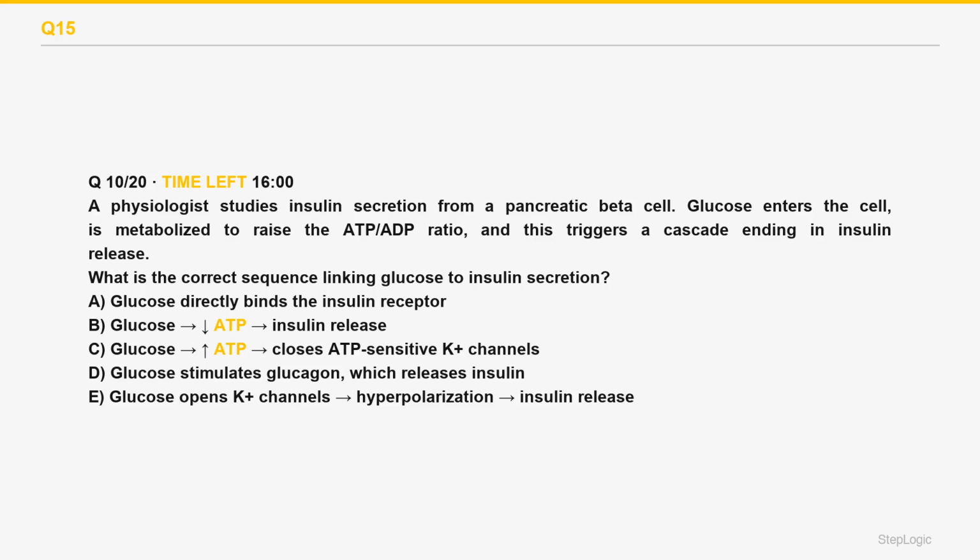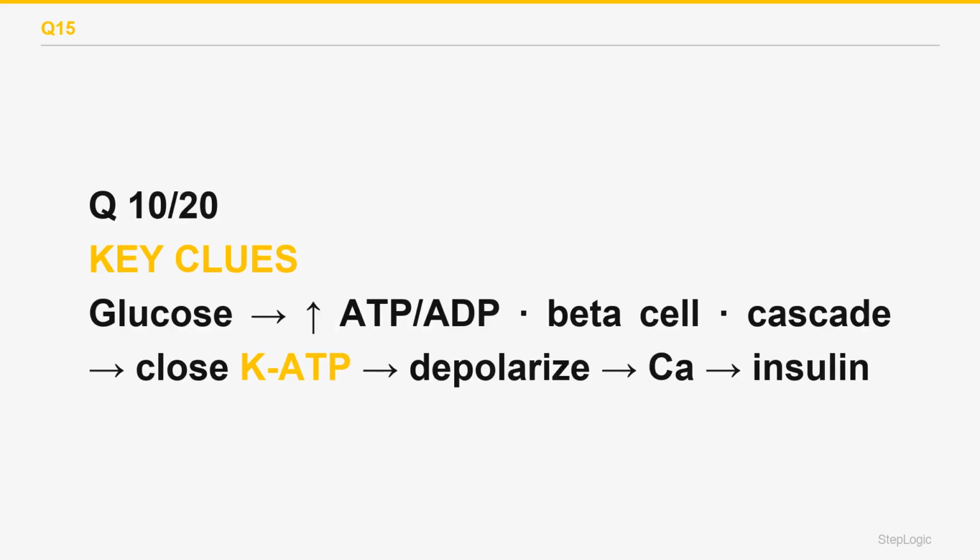Glucose, ATP, K-ATP channels, calcium influx, insulin release. The beta cell couples glucose sensing to insulin release through a precise sequence. Glucose enters via GLUT2 and is metabolized, raising the ATP-to-ADP ratio. The increased ATP closes the ATP-sensitive potassium channels, K-ATP channels. With potassium no longer leaving, the membrane depolarizes.